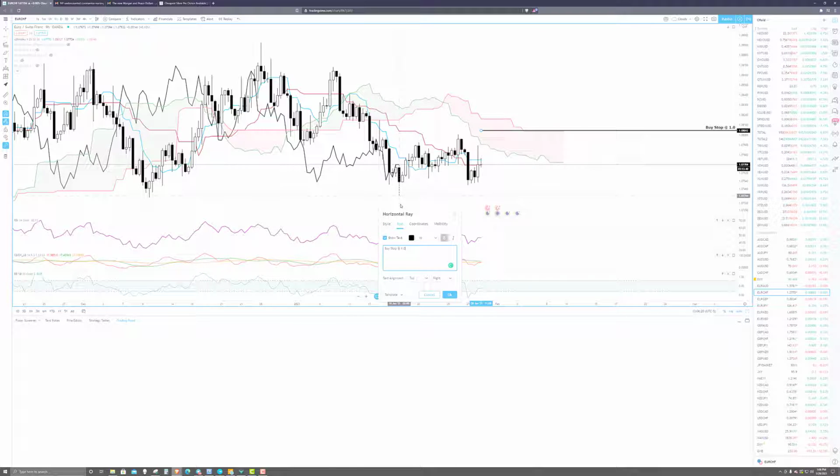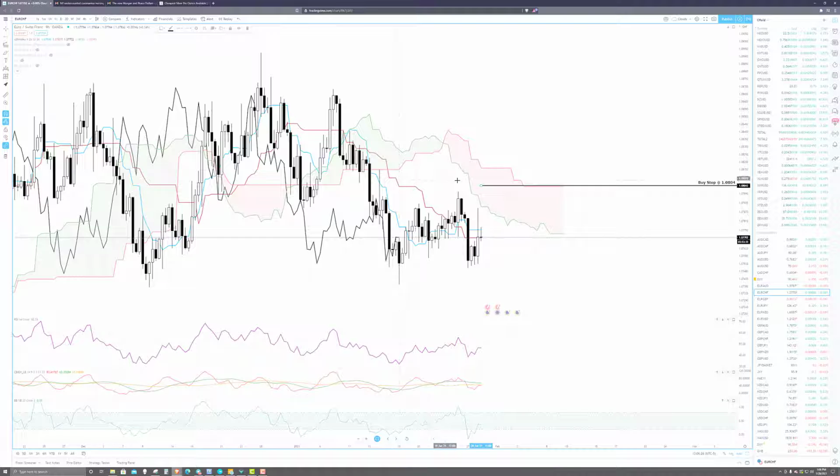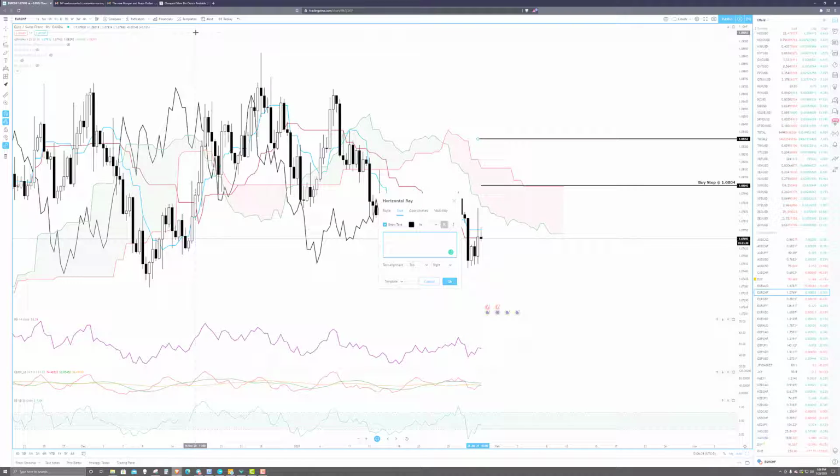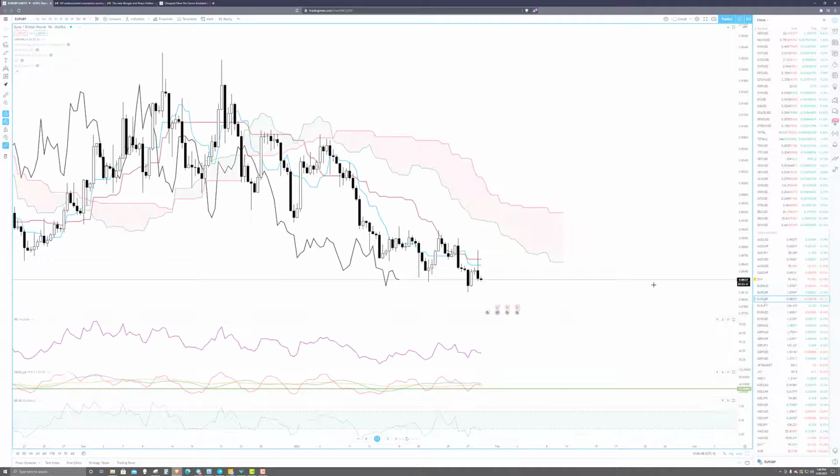at 1.0804, or if you want to be conservative at the present value, wait for the lagging span to crack above the cloud, and that would kind of bring us within the range here, maybe 108.35. And let's see, euro pound, nothing. Euro yen.